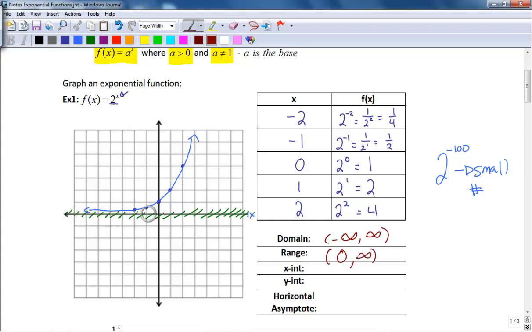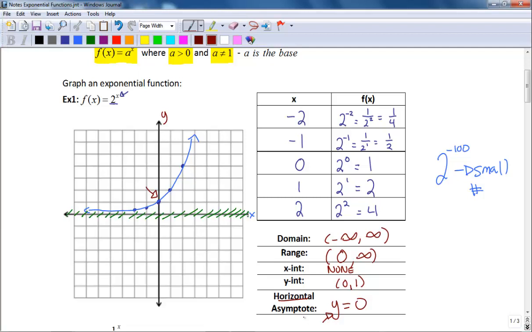X-intercept. Do I ever cross the x-axis? No. The x-axis, I have a horizontal asymptote there, so I would write none. I don't have an x-intercept. What about a y-intercept? Well, here's my y-axis. Do I cross the y-axis? I do at that point. What's that point? Well, that point is 0, 1. And we've already talked about the asymptote. The asymptote for this function is this green asymptote, and that's the equation of the line y equals 0. Remember, horizontal asymptotes are always y equals a number, and this one is y equals 0.